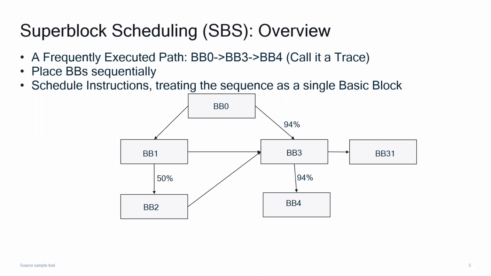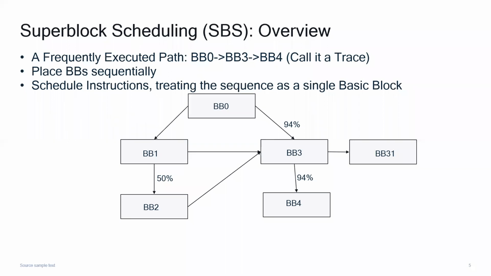So we keep paying the penalty almost all the time. Right, exactly. That's a very good answer. So we want to place the basic blocks in the trace sequentially. That is how we deal with taken branch penalties, avoiding taken branch penalties.